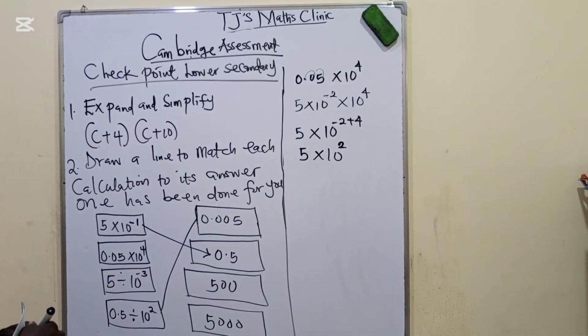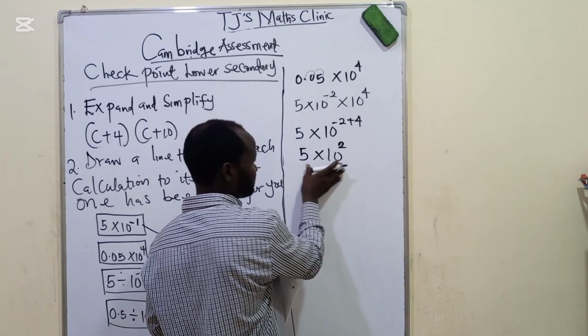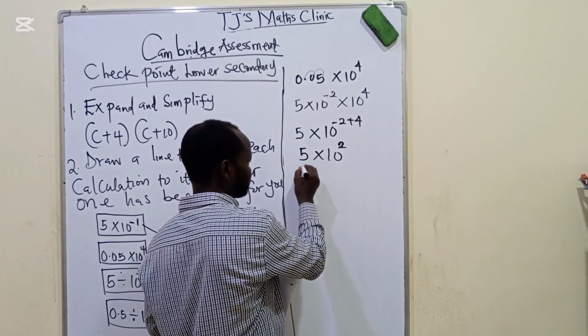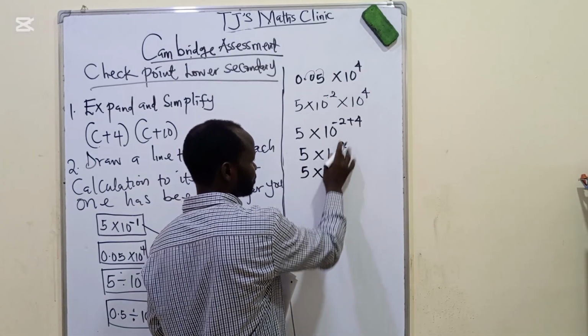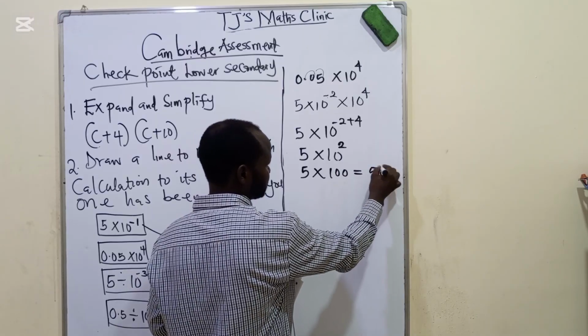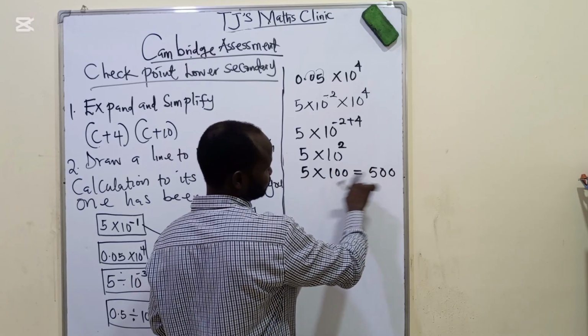So we have 5 times 10 raised to power 2. This is now in standard form. Let's express this in ordinary form. This will be 5 times 10 power 2, which means 10 times 10, which is 100. And this will give us 500. That's 5 times 100 is 500.